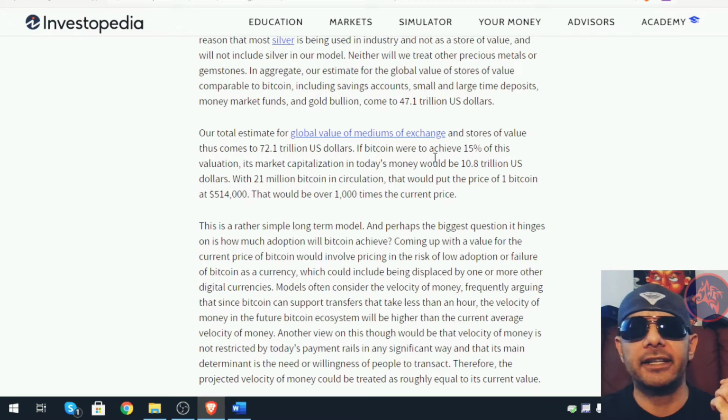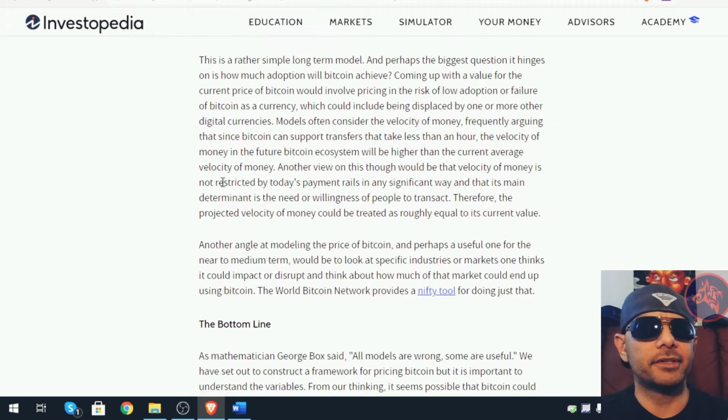Now, basically what they're saying is if Bitcoin were to achieve 15% of this valuation, its market capitalization in today's money would be 10.8 trillion. We're still in the 100 millions, right? So that's kind of what they're calculating out once Bitcoin starts achieving mass adoption. With 21 million Bitcoin, obviously it gets rarer and rarer. They're saying that one Bitcoin is going to go up to $514,000. That's 1,000 times its current price.